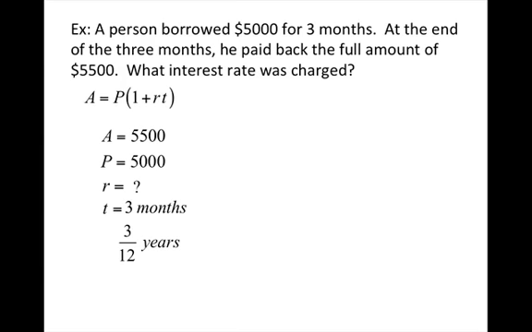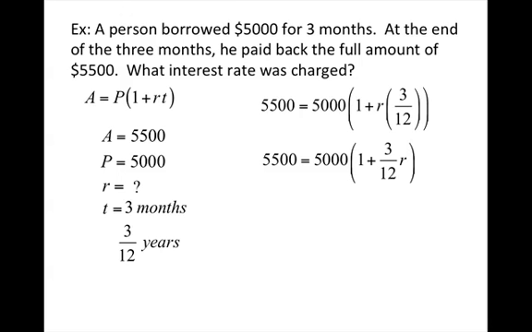So if I plug this into my formula, A, which is $5,500, equals P, which is 5,000, times 1 plus r times 3/12. I'm just going to clean up the fraction part a little bit. I'm going to say 5,500 equals 5,000 times 1 plus 3/12 r. And there's several ways you could solve this problem. I'm going to begin by distributing the 5,000.